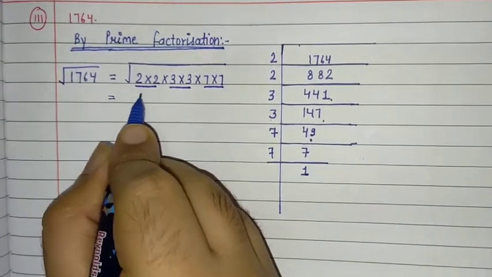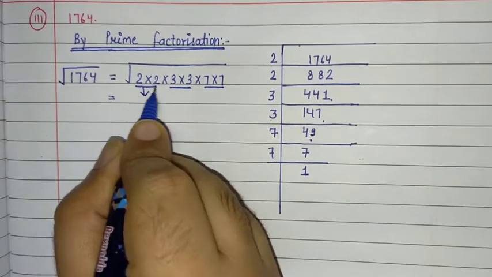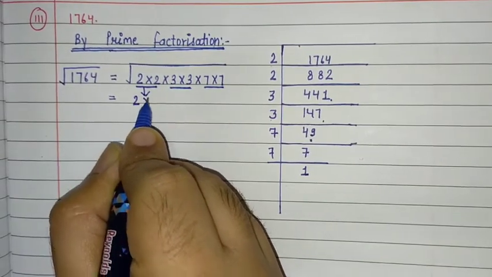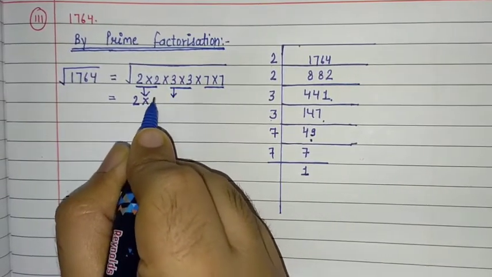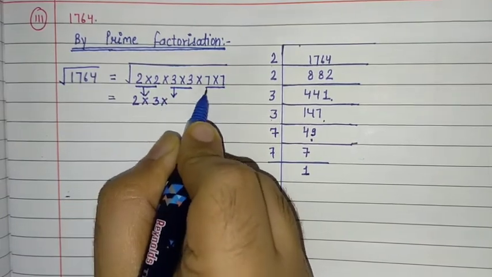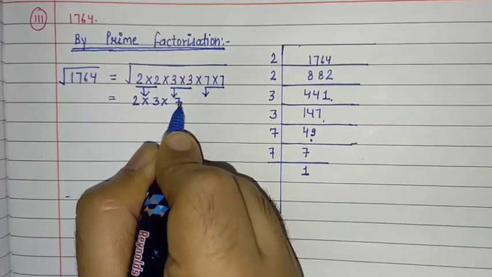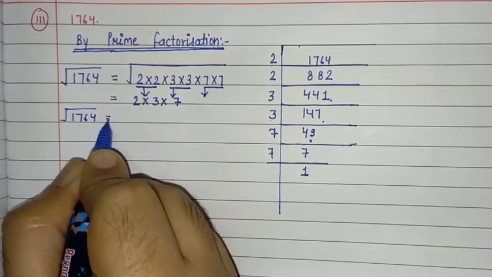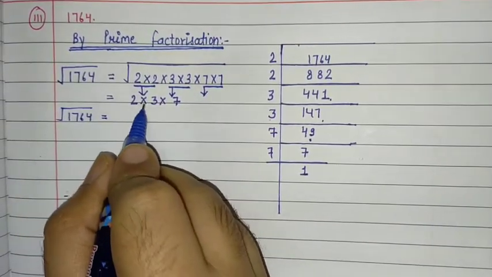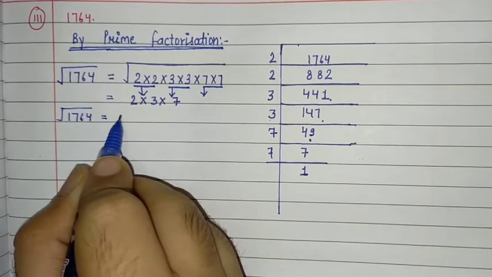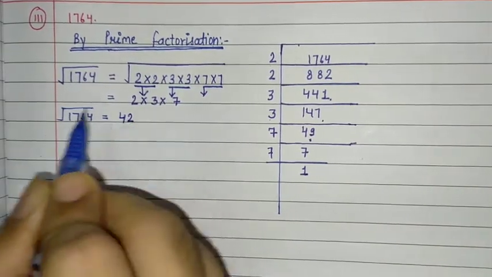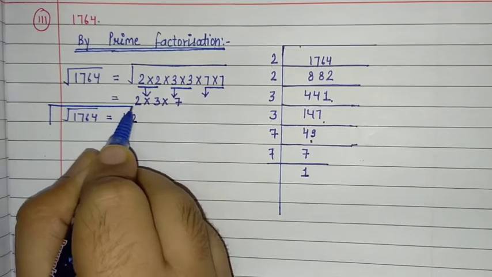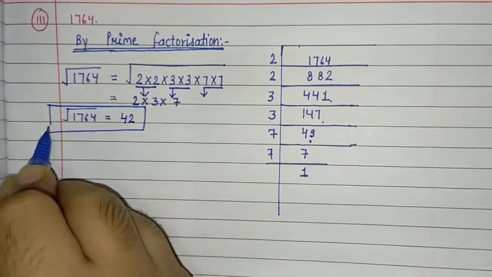For finding the square root, we will take out one number outside from each pair. 1 2, from this pair 1 3 is outside, and from this pair 7. So square root of 1764 is equal to 2 into 3 is 6, 6 into 7 is 42. This is the answer.